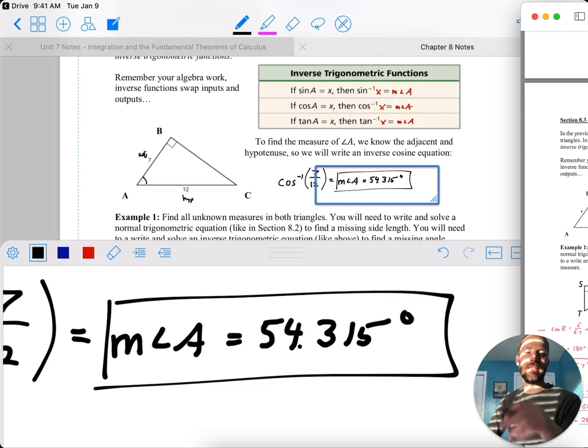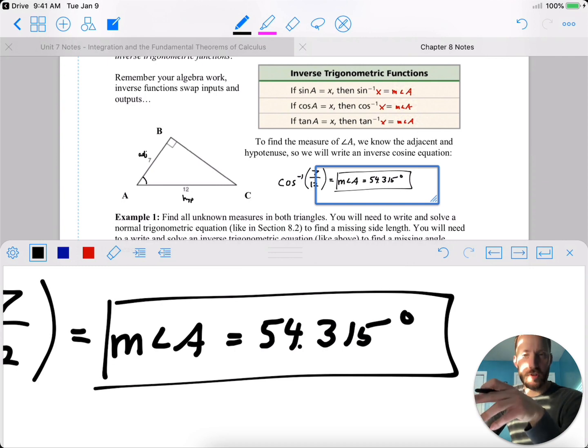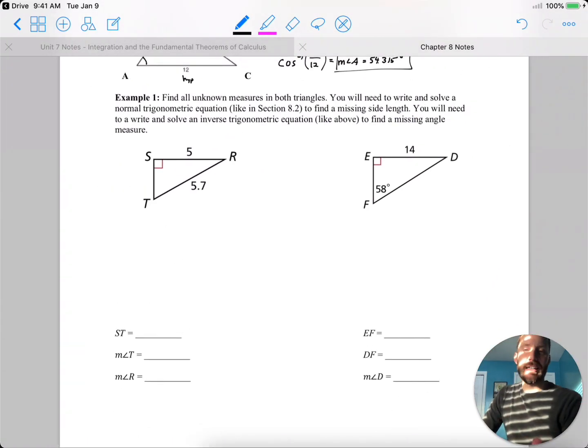Alright, so we're still using the same ratios, but finding the angle measures using inverse sine, cosine, or tangent. What this allows us to do is find all measures of a triangle if we're only given some of them. So triangle SRT. We have two sides, 5 and 5.7. We have the right angle S. So we need to find the measure of angle T, the measure of angle R, and the length of ST.